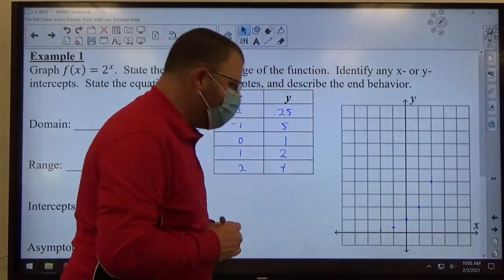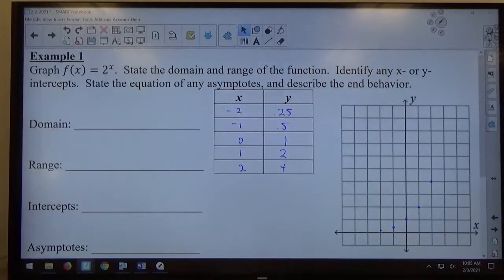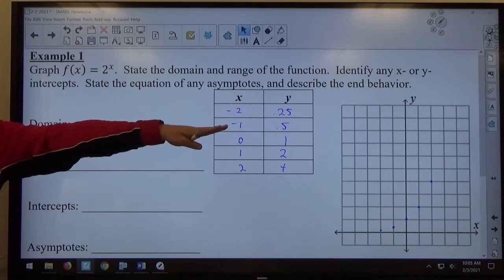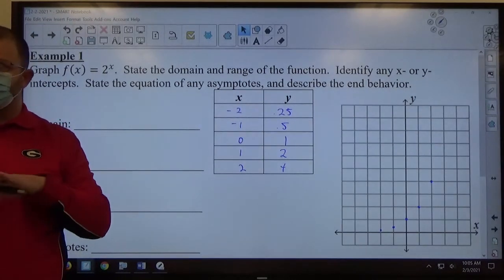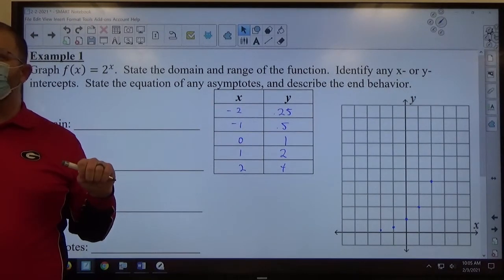Now, when it comes time to connect the dots, exponential graphs have asymptotes. An asymptote is an imaginary line that the graph is going to stay either above or below or to the left or the right of. That's what an asymptote is. Exponential graphs particularly have horizontal asymptotes. So there's going to be this imaginary line on this graph that the graph itself is not allowed to pass.